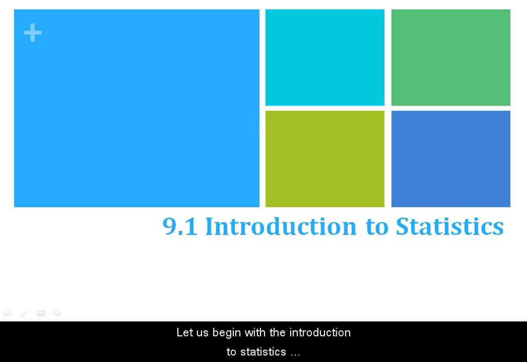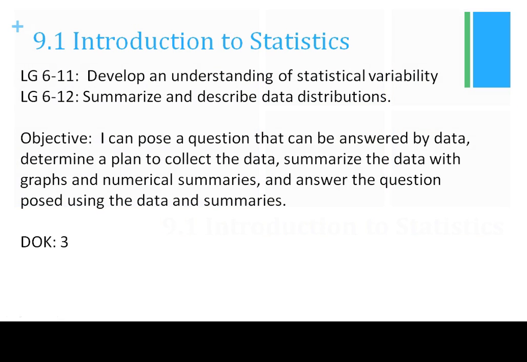Let us begin with the Introduction to Statistics Learning Goals. 6-11, develop an understanding of statistical variability, and also 6-12, summarize and describe data distributions. Our objective for this unit is to be able to pose questions that can be answered by data, determine a plan of collecting data, summarizing the data with graphs and numerical summaries, and answering the question posed using the data and summaries.